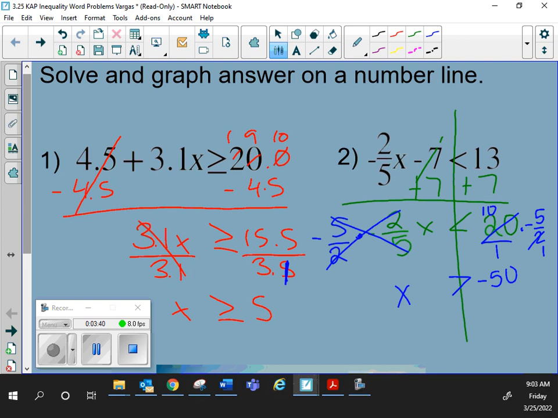No, because there's only one negative sign with that whole term. So I have negative 2/5 times x. But since I'm multiplying negative times negative, it makes it all a positive. If I had multiplied by a positive 2, it would be a negative x. But since I'm multiplying negative times negative, it gives me that positive.